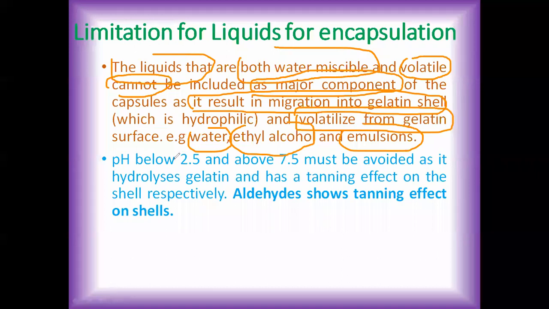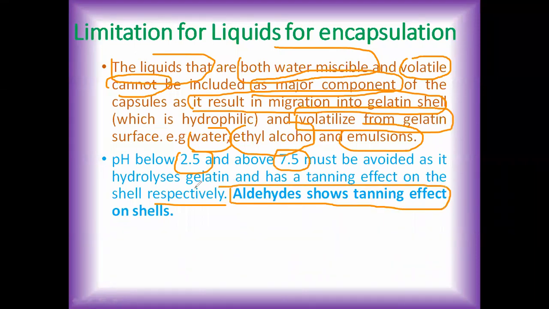Now moving towards the next point, if you have a pH which is below 2.5 and above 7.5, this pH should be avoided as it hydrolyzes gelatin and has a tanning effect on shells respectively. And aldehydes show a tanning effect on shells.